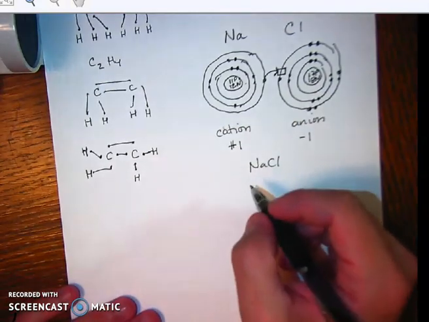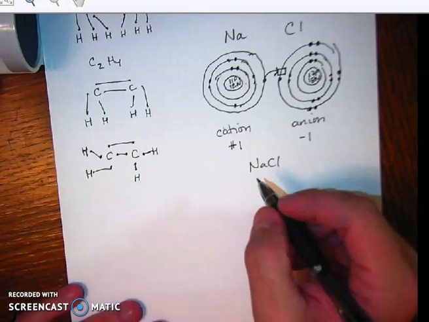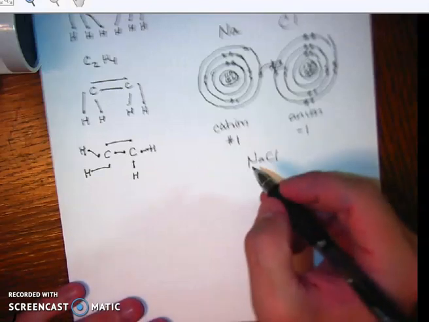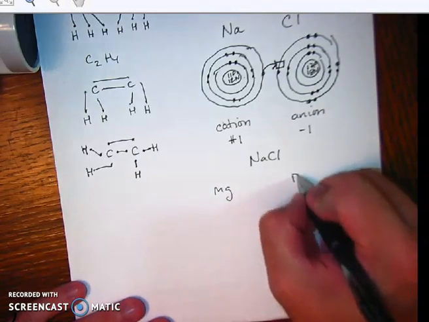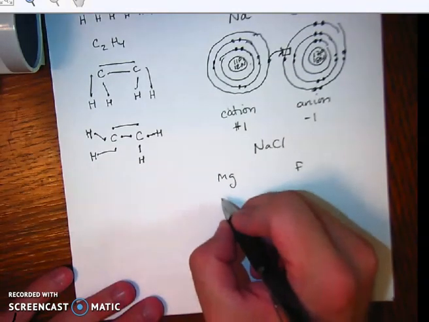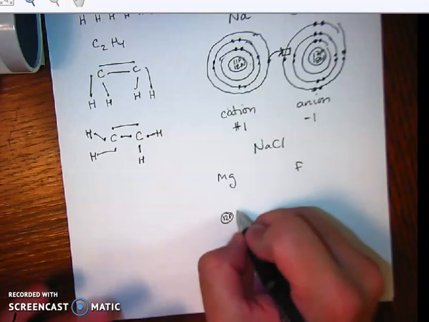That would work for me. So if I did something such as, let's do magnesium and fluorine. So magnesium has 12 protons, so that means it has 12. I'm going to do the modified, 12 protons.